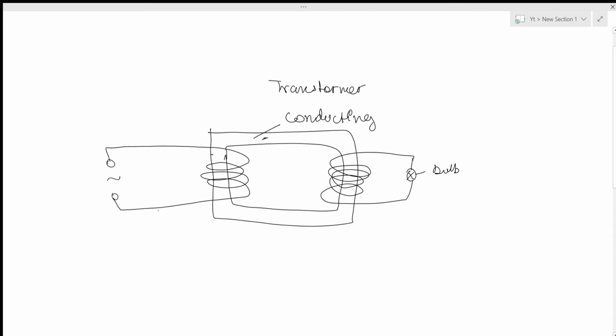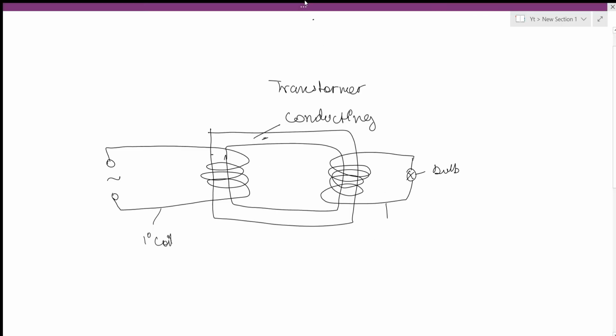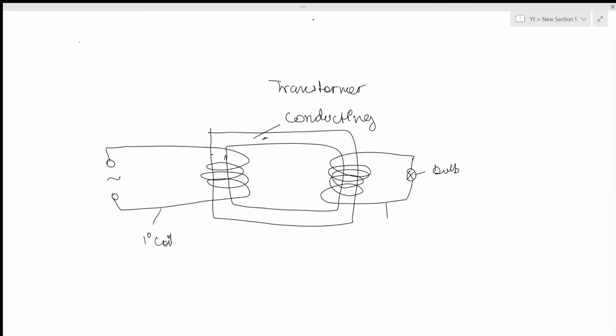So there are some labels that you have to know here. First and foremost, this is the primary coil. This is the secondary coil. And if you know your notations right, you will know that this is an AC supply. Now I'll get into why this is an AC supply and not DC.